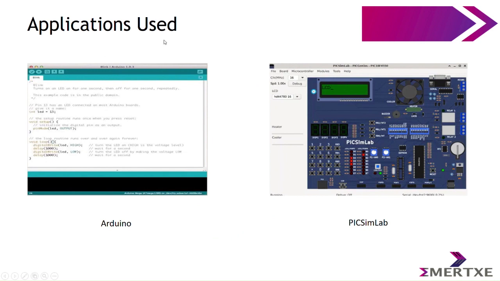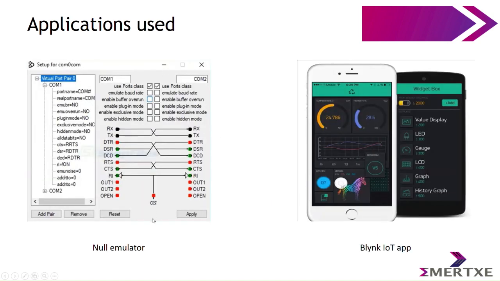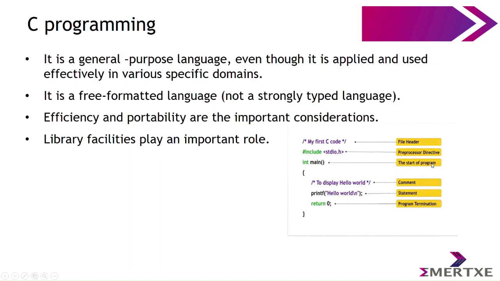What are the applications used? The first application used is Arduino, where we have coded using C++. The second is Proteus Lab. The third is the null modem emulator. The fourth one is the Blynk IoT app.